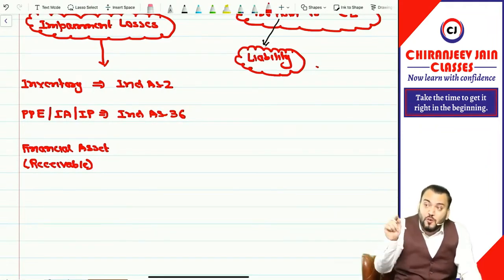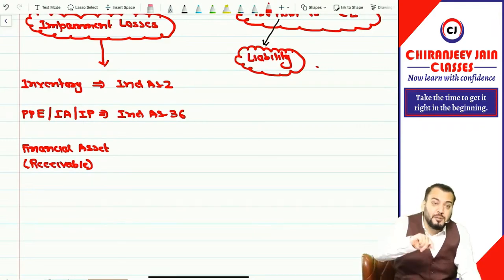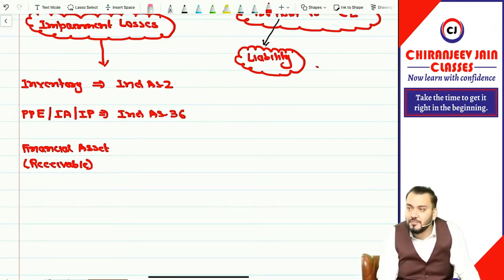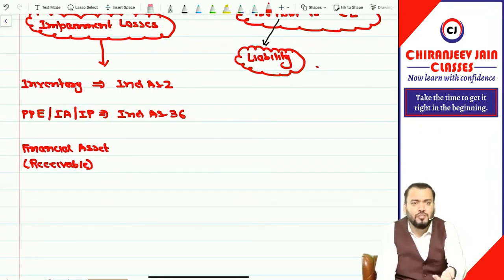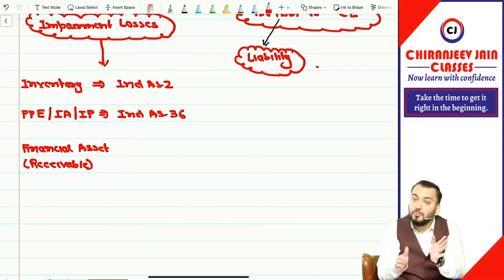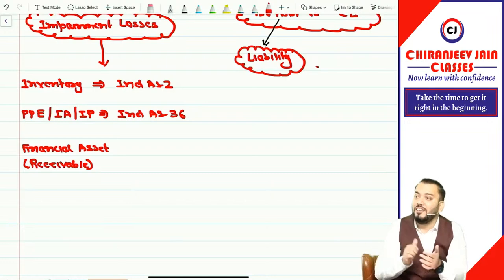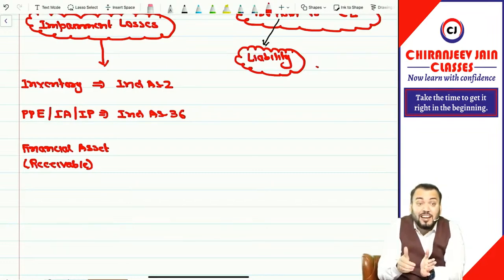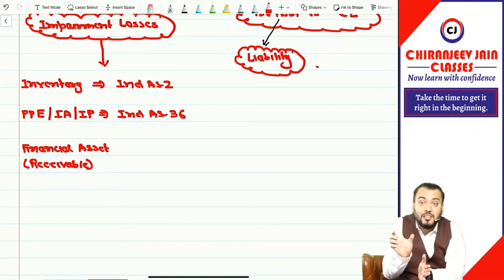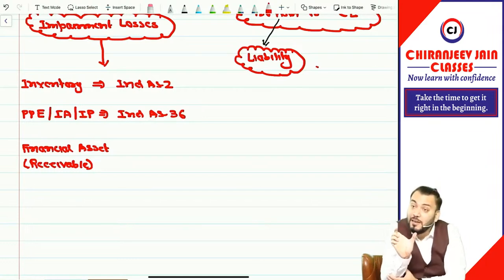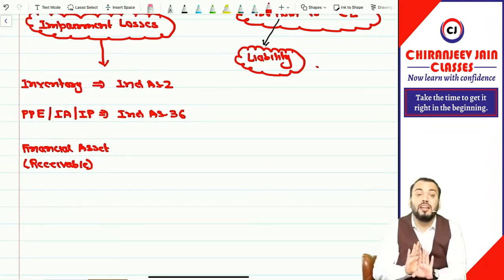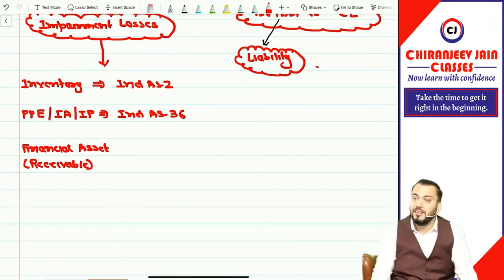So this provision for doubtful debt, whatever you have created for receivables, is it a liability? It is not a liability, which means it is not a provision either. I hope you are understanding. The provision for doubtful debt is not a provision at all, so it is not a correct terminology. We should call it impairment loss. The correct term is impairment loss. So from now onward, we'll never say provision for doubtful debt.